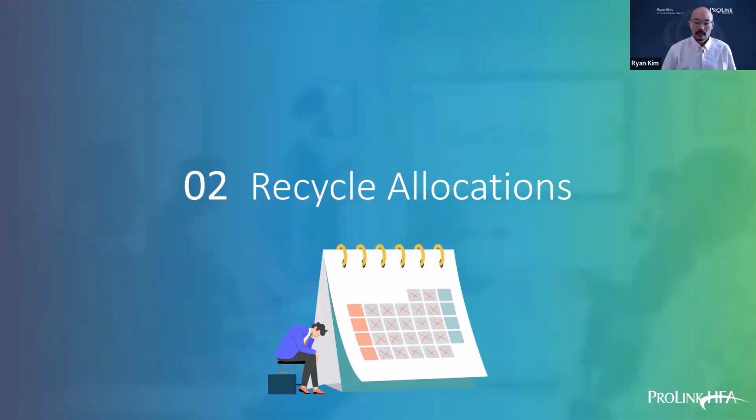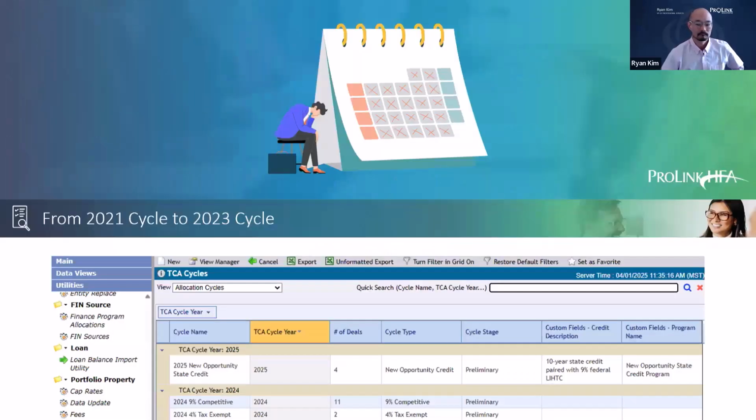So let's start with the first example. People again refer to this scenario as refresh or recycle allocation. This is again an easier scenario, no changes in credit amount, just extending the timeline. It has no impact on your state credit ceiling.